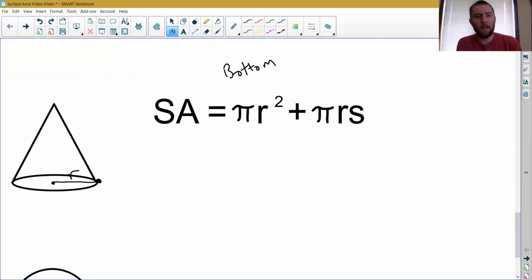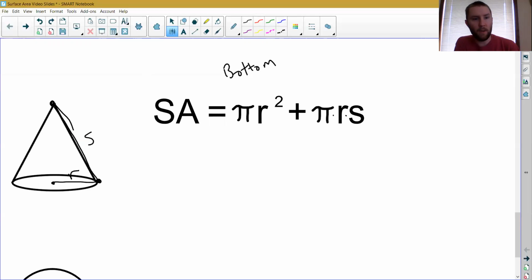And then the lateral area for this cone, like that paper that they wrap around your ice cream cones or your waffle cones, that surface area is given by this formula: pi times radius times the slant height. And the slant height is basically from the top down to the edge of the circle. We call that S. So our formula for the surface area of a cone is pi r squared for the circle on the bottom plus pi r s, where S is that slanted height down from the top to the edge of the circle.